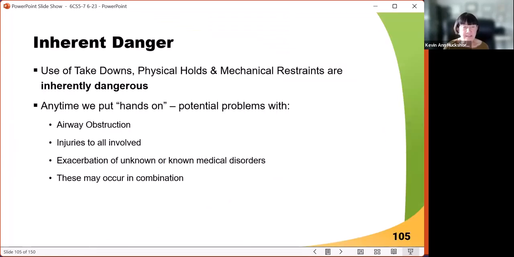And then this next section is the actual dangers of seclusion and restraint, especially restraint in takedowns, physical holds, and mechanical. Anytime, again, we put hands on, we have potential problems with airway obstruction, injuries to all involved, exacerbation of unknown or sometimes known medical disorders like asthma or abdominal obesity or cardiac problems that we don't know about, and these may occur in combination. Next slide.